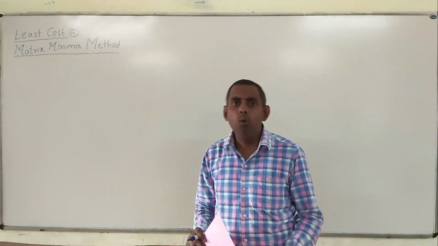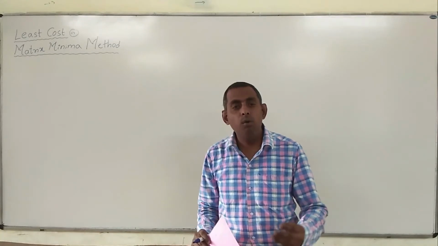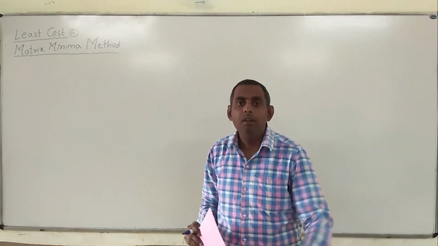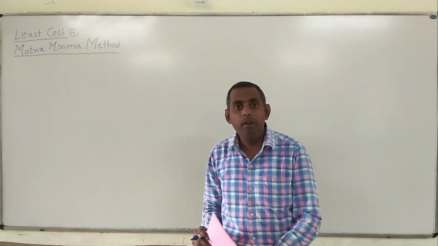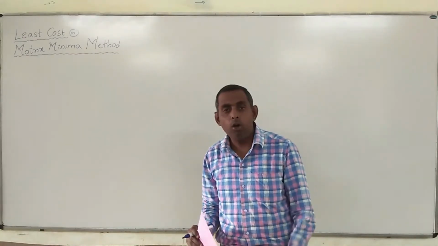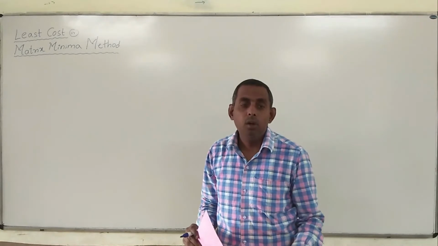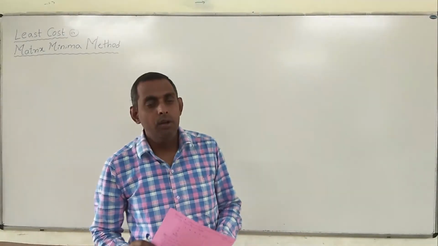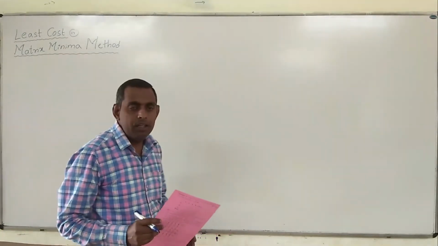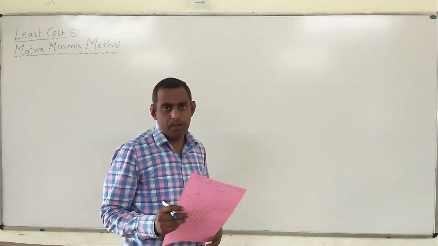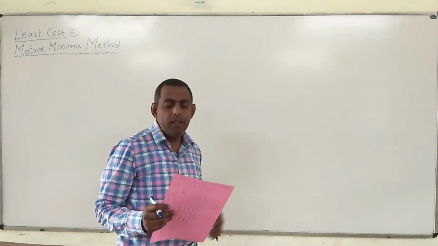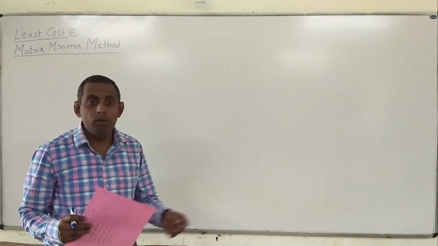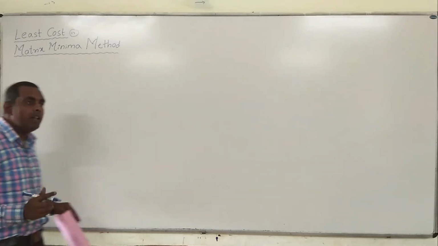Fine. So every method has its own algorithm. Algorithm means what? An algorithm which tells you how to solve the problem and what all cases can come while solving the problem. So we have a blueprint. Algorithm is nothing but a blueprint for how to solve problems. Here in this least cost or matrix minima method, the following are the steps or algorithm to solve the problem.